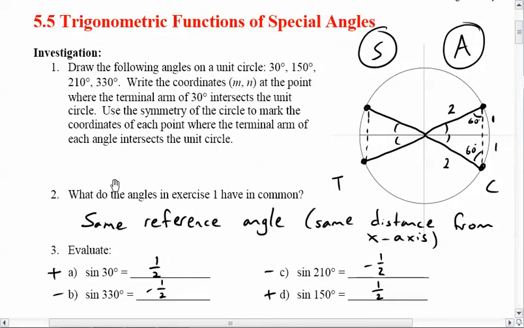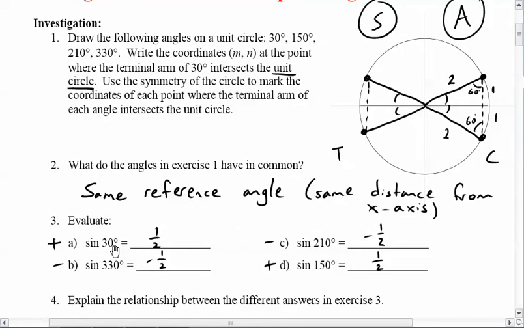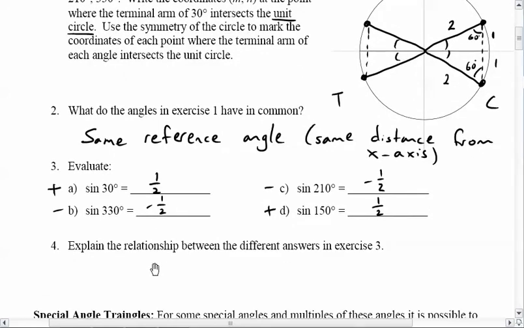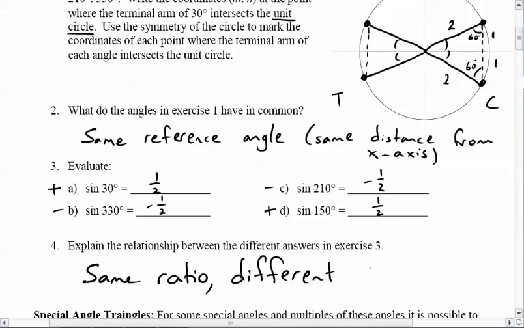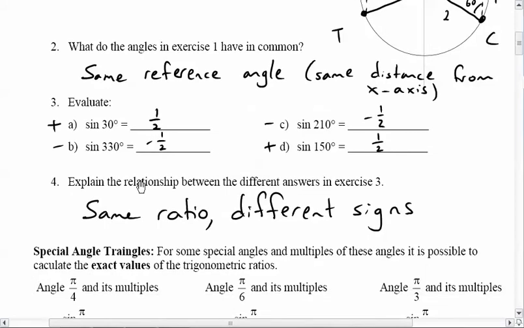Now technically that's not a unit circle anymore because I made the radius 2 instead of 1. But if I wanted to, I could scale all those points down by a half. So all of these angles have the same ratio, but just different signs. Okay, so for some special angles and multiples of these angles, it's possible to calculate exact values of trig ratios.